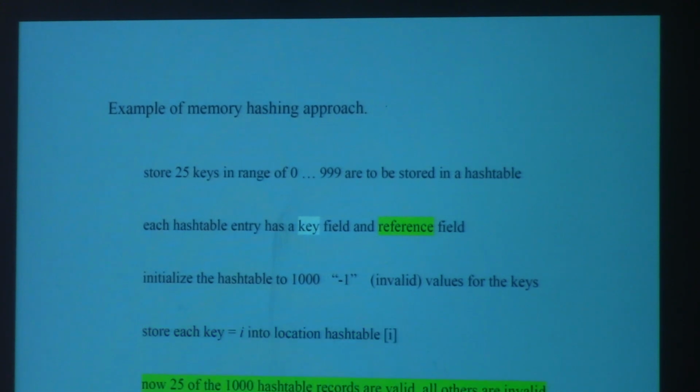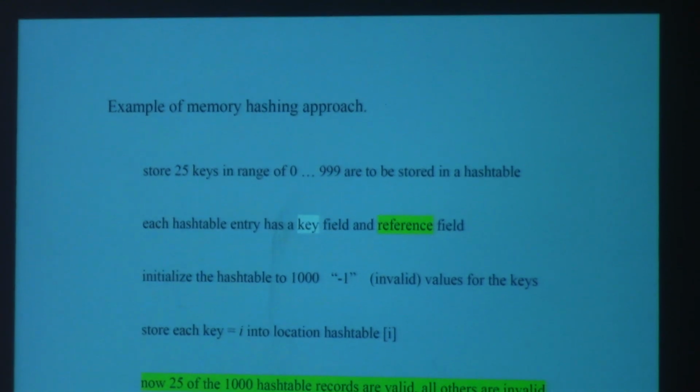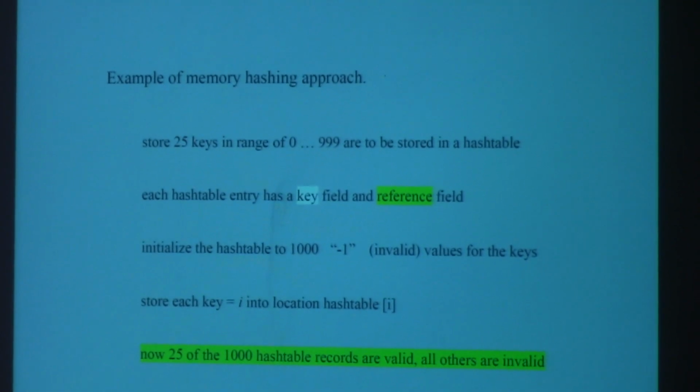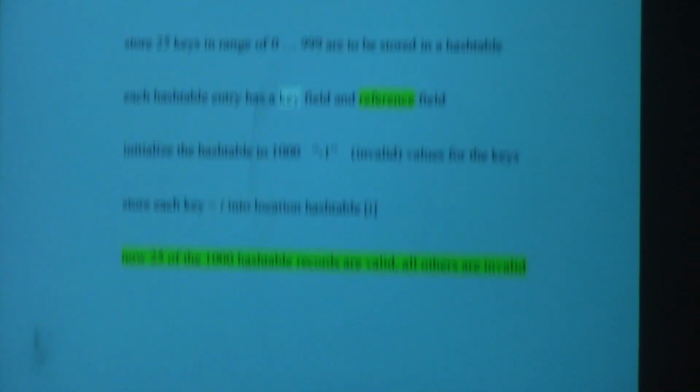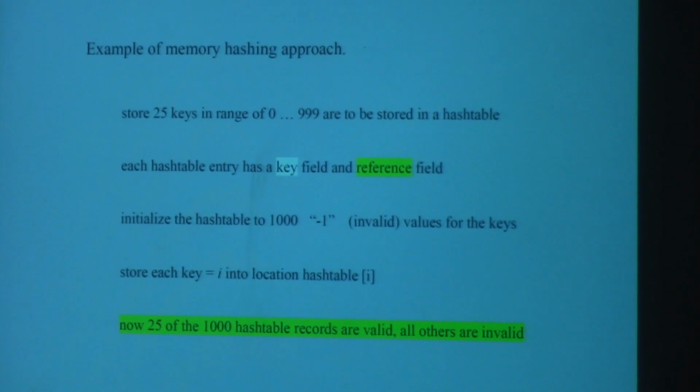Okay, so 25 of the 1,000 records are valid, all the others are invalid. Would you agree with that? Because I only have 25 records. So that means 975 of them have -1s in them, but that's the price I'm paying for theta 1 access.